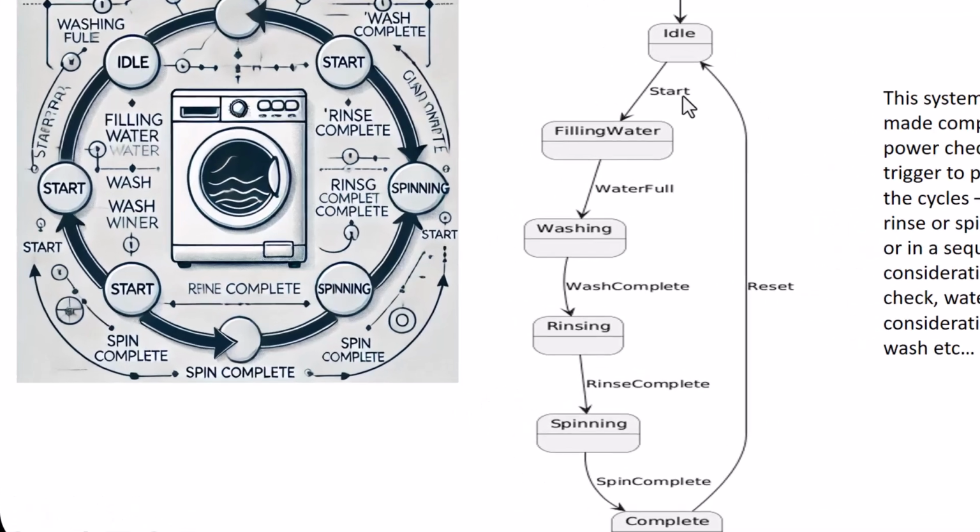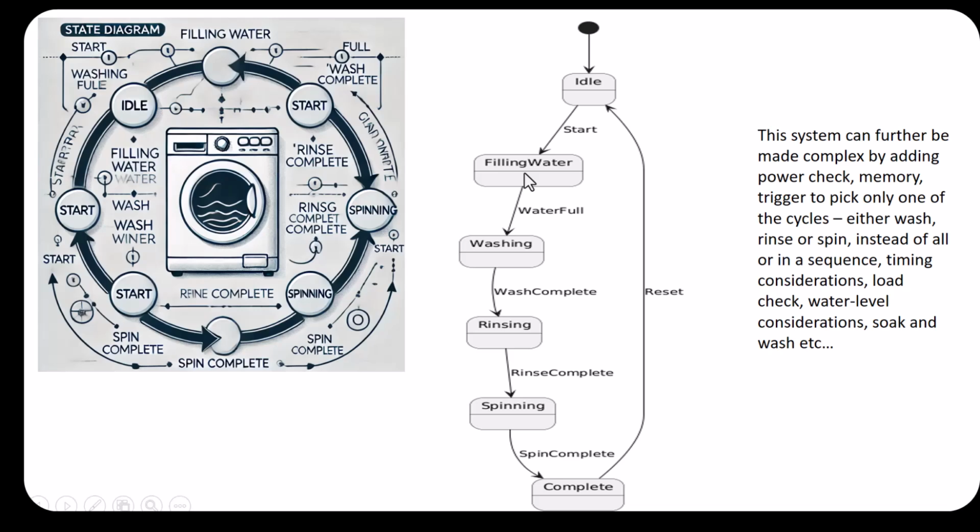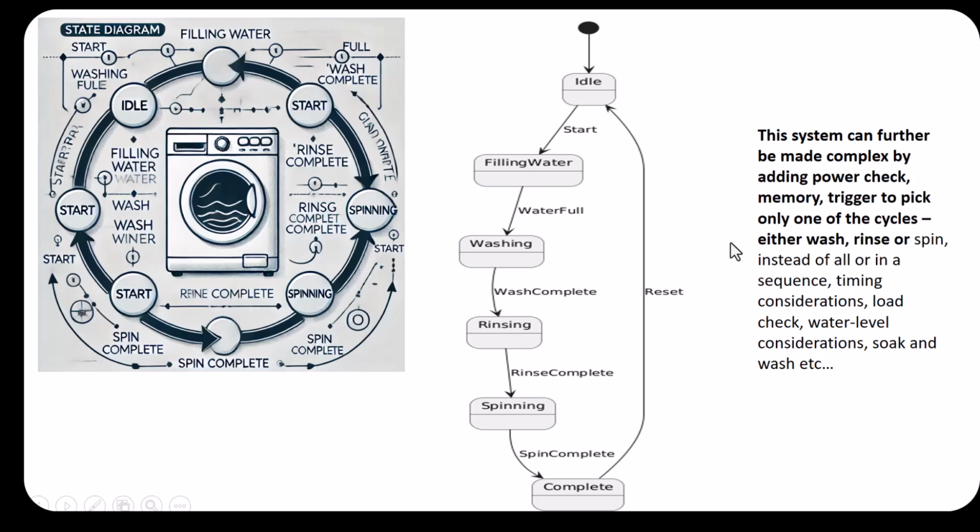Now here, if you see, when it is in the idle state, start triggers the machine from idle to filling water, and when it is in filling water, the water full indicator triggers it from filling water to washing. So the ones you see near the arrow marks are nothing but the trigger signals, and these are the states, and these arrow marks tell you the flow of the states. So what will be the next state in the transition? This is a very simple state diagram, which, as I told you, can be extended by adding more complexity to such a model so that you can cover all aspects of the washing machine.